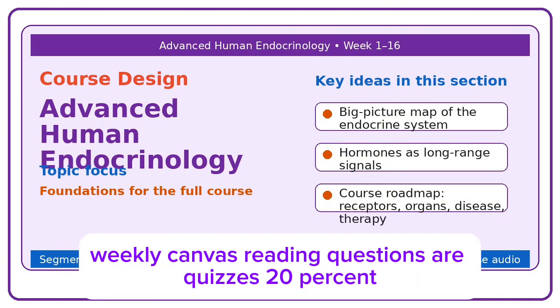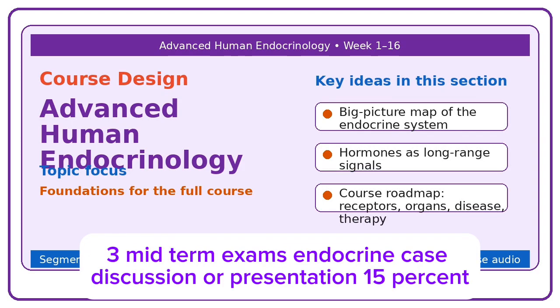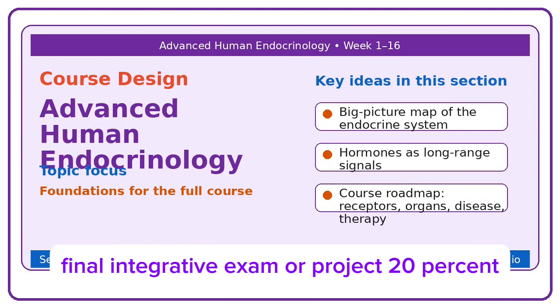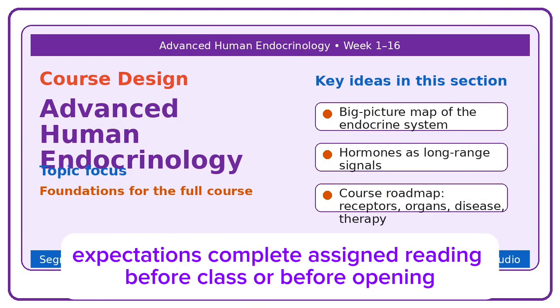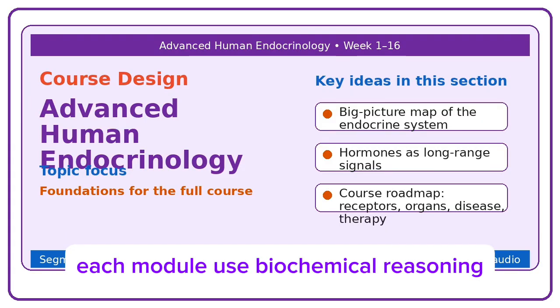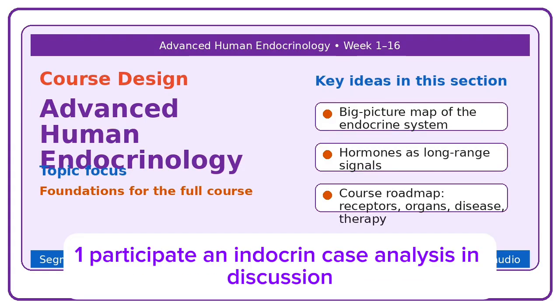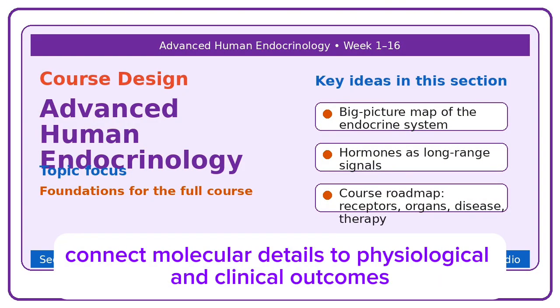Assessment plan: weekly Canvas reading questions or quizzes, 20%; 3 midterm exams; endocrine case discussion or presentation, 15%; final integrative exam or project, 20%. Expectations: Complete assigned reading before class or before opening each module. Use biochemical reasoning, not memorization. Participate in endocrine case analysis and discussion. Connect molecular details to physiological and clinical outcomes.